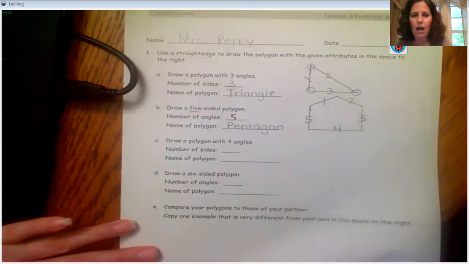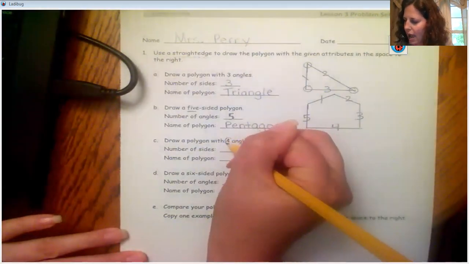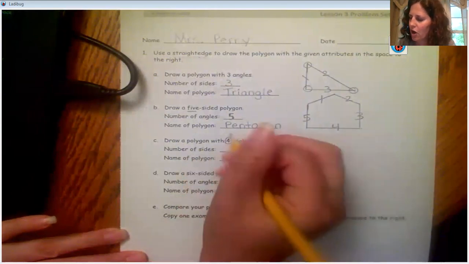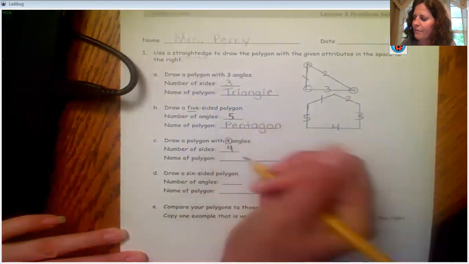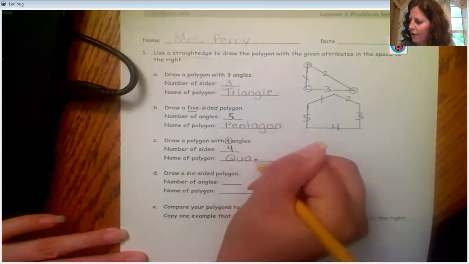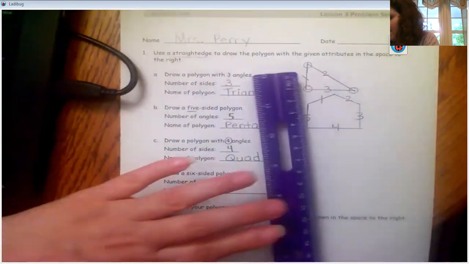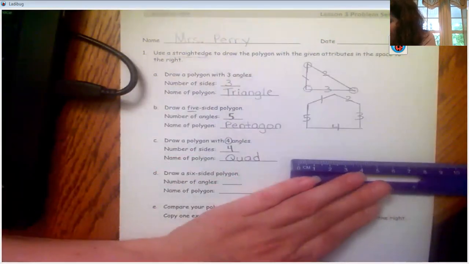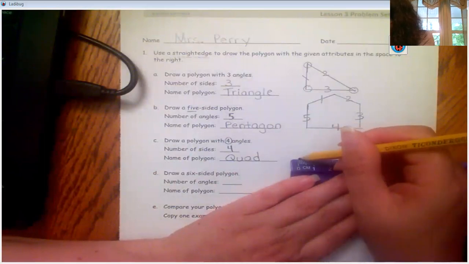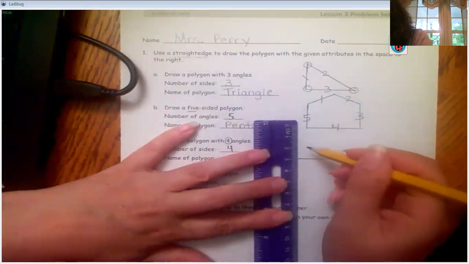Okay, continuing on, letter C. Draw a polygon with 4 angles. So I know that it's also going to have 4 sides. And remember, a quadrilateral is the name of a 4-sided polygon. So I'm just going to write quad to fit that one in here. So an example of a quadrilateral is a square. That happens to be a quadrilateral that has 4 sides that are the same length. And a rectangle is another quadrilateral.